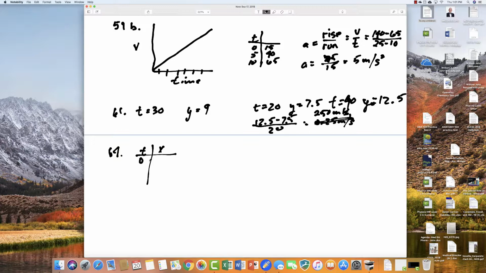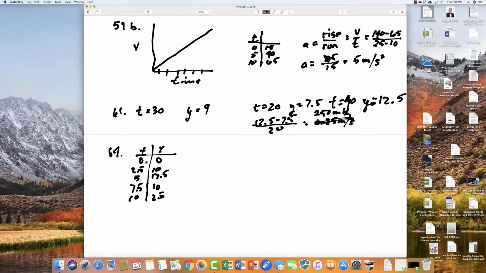So at time 0, you're at 0. At time 2.5, you're at 10. At time 5, you're at almost 20. It says 17.5 in the answer book. At time 7.5, you're back down to 10. And at time 10, you're at 2.5. And the question was, take the slope of the curve at 2.5.